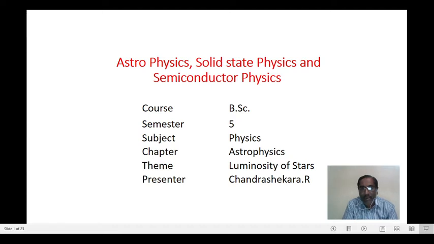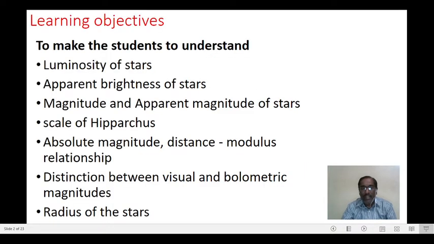Today I am going to give a talk on the chapter Luminosity of Stars in the unit Astrophysics for BSc 5th Sem students. In this session, the students will understand the luminosity of stars, apparent brightness of stars, magnitude of stars, apparent magnitude of stars, scale of Hipparchus, absolute magnitude, relationship between absolute magnitude, apparent magnitude, and distance of star, definition of visual magnitude, bolometric magnitude, and radius of the stars.